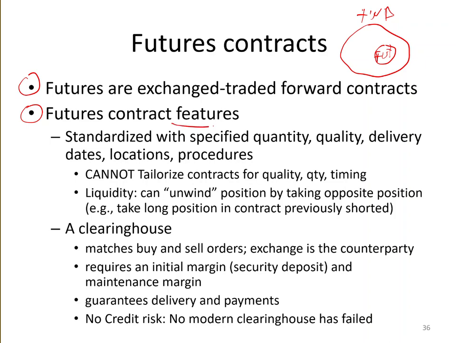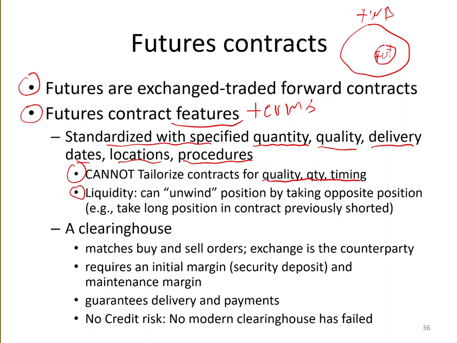So when we talk about the features of a futures contract, the terms are standardized. Each contract specifies the quantity, the quality of the asset, the delivery date, the delivery location, and the procedures for payment. Everything is determined. For example, it may be for 1,000 pounds of coffee of this quality delivered to this city on this date. And there's no negotiation. You cannot tailor the contracts for quality, quantity, or timing.